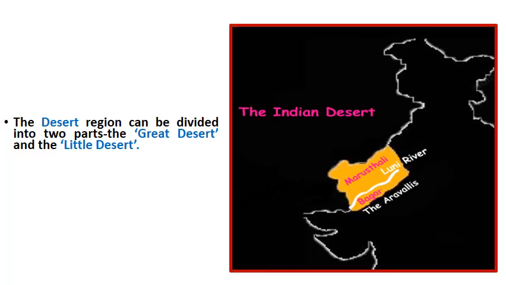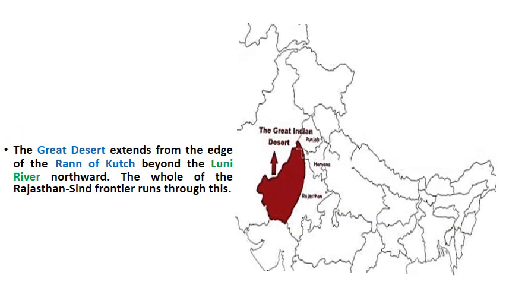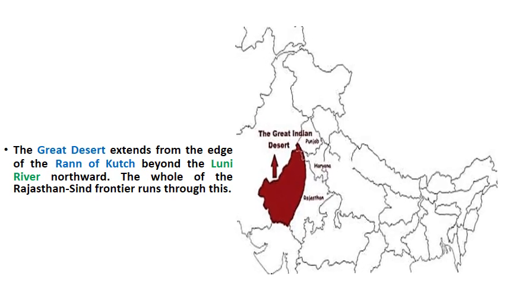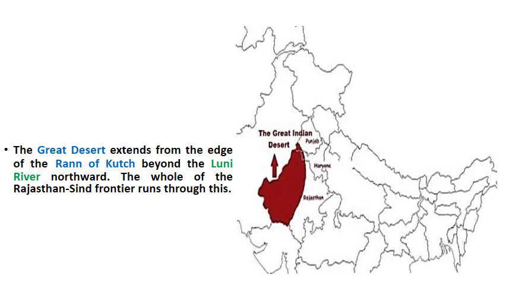The desert region can be divided into two parts: the Great Desert and the Little Desert. The Great Desert extends from the edge of the Rann of Kutch beyond the Luni River northward. The whole of the Rajasthan-Sindh frontier runs through this.